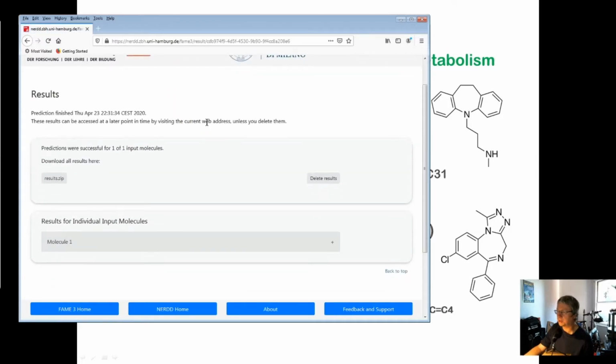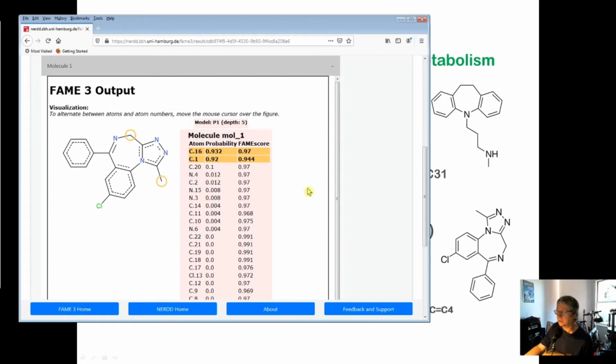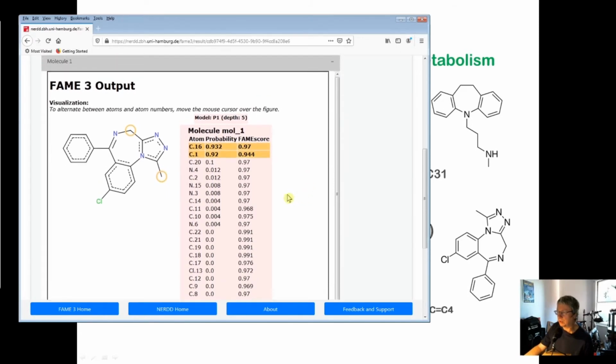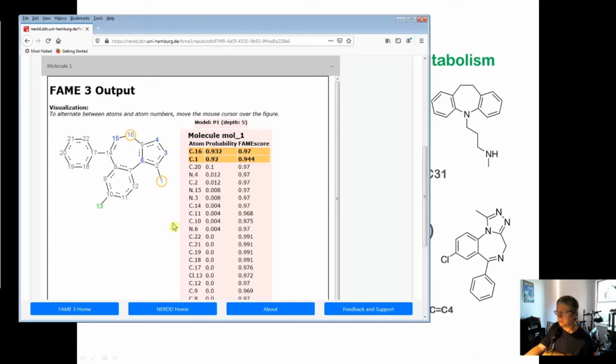Okay, it's done. Let's take a look. So we can download the results or just click down here. Okay, so the circled things are the hotspots, and yeah, that prediction was actually pretty right from my perspective, that C16 and C1 are hotspots with kind of high probability of oxidation. And remember, to see the numbers, you move your mouse over the structure. I think you can do this on a tablet also, but there's probably a way to click it so you can see the numbers. Otherwise, probably do this on a computer.